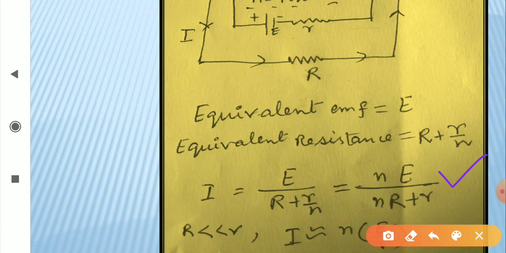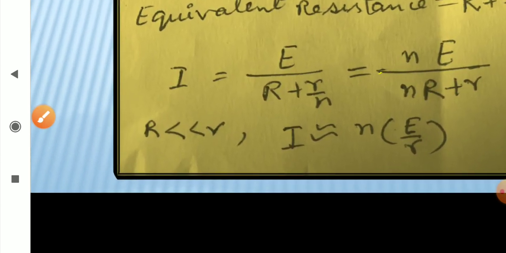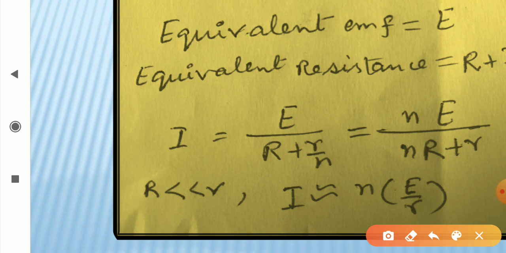Now when to use it? When will we use parallel? When the external resistance is much smaller than the internal resistance. The internal resistance of the cell is more and the external resistance is less, then we will use this. And see what we get then. In that case, I will be nearly equal to n times E upon r, because I can neglect this term nR, and E upon r is the maximum current drawn from a single cell. So you can see that now we draw a current n times the current given by one cell. So here also our current has increased, and the very purpose of using cells is to draw current.